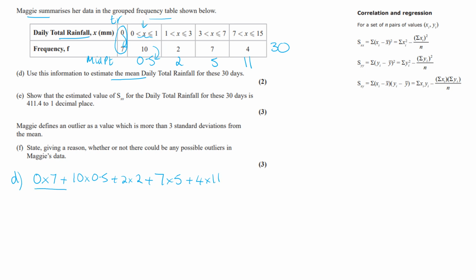So that sum would add up all the rainfall, and then if we divide by 30, this is 88 over 30, which comes to 2.93. So that's part D.